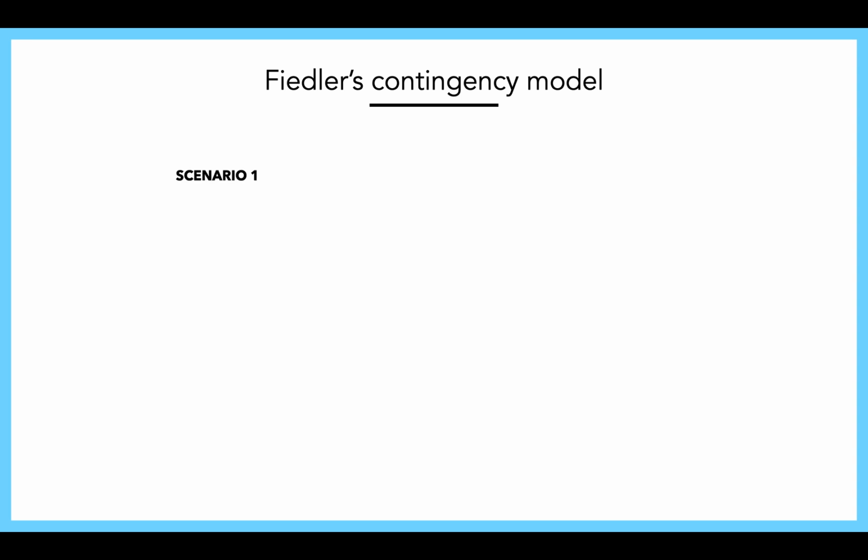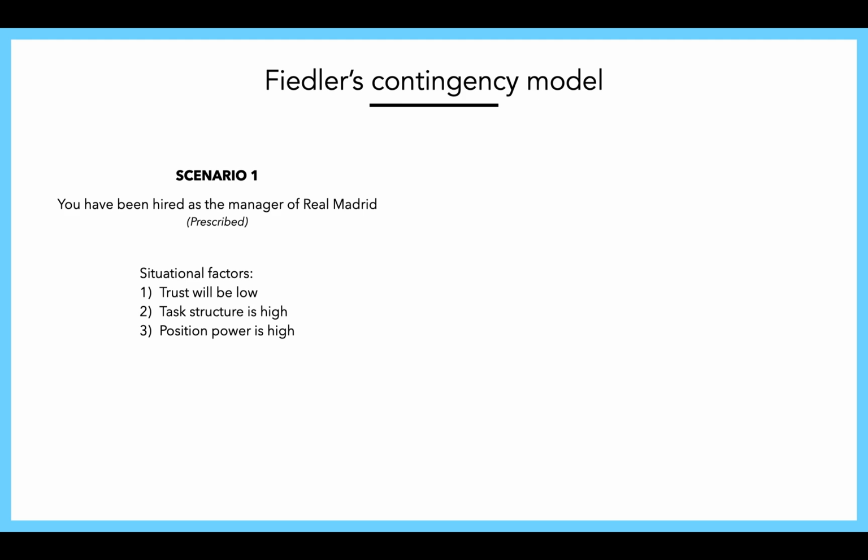Scenario 1. You have been hired as the manager of Real Madrid. I put prescribed in brackets there to link it back. So it's a prescribed leader. It's come from the outside. And here are the factors. They've had 4 managers in the last 2 seasons, and he's been getting rid of players. So the trust is going to be low in that team. The players aren't ready to trust the manager.